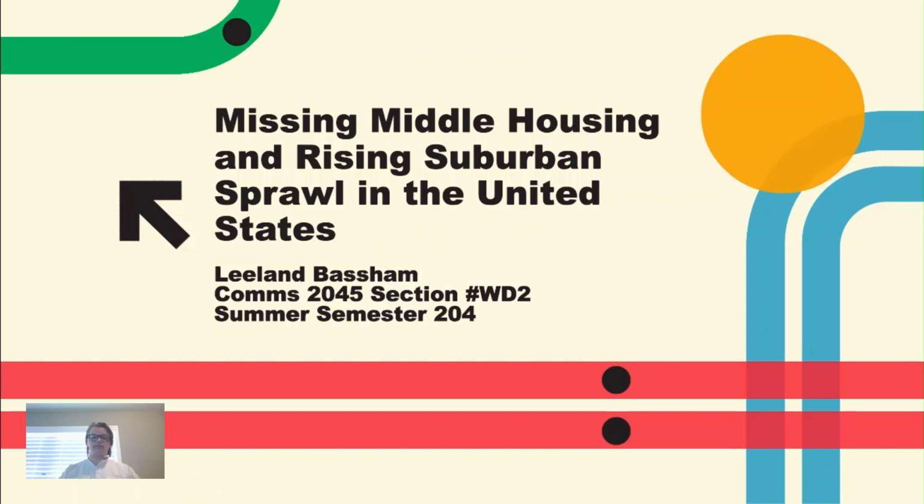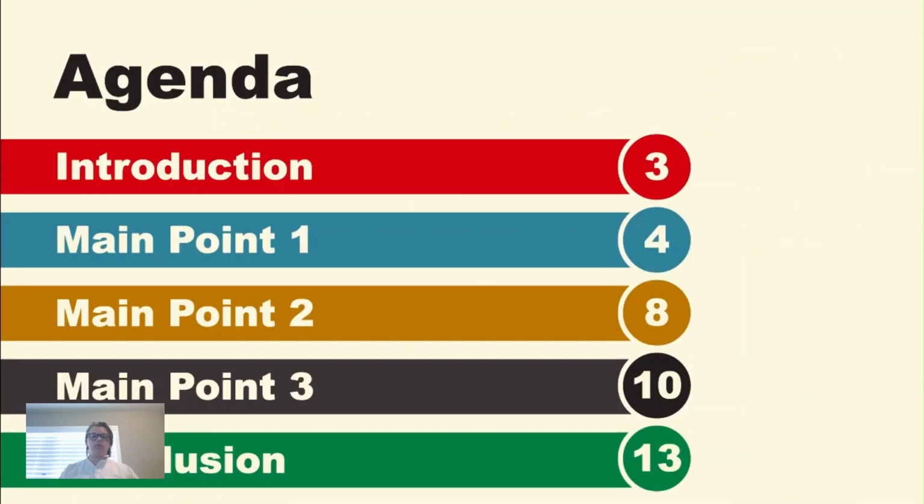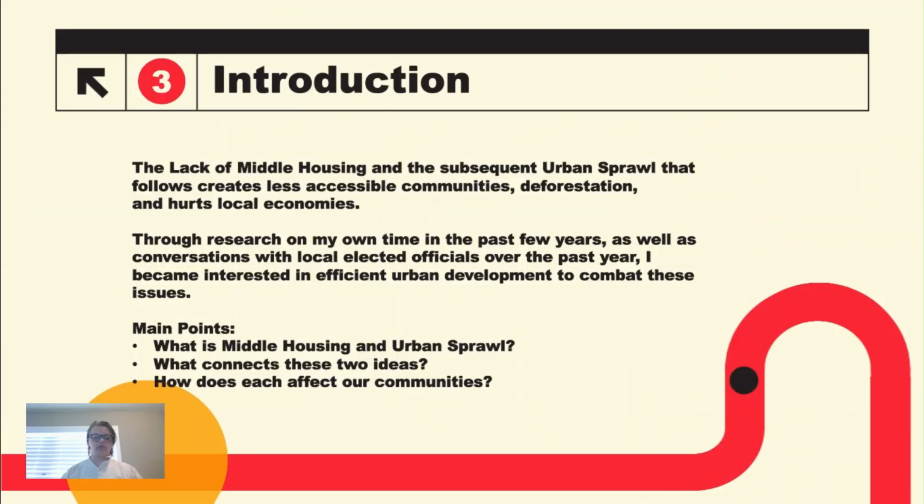United States. Here is the table of contents, and to start with an introduction. The lack of middle housing and subsequent urban sprawl in the United States creates less accessible communities, leads to deforestation, and hurts local economies. Through my research on my own time in the past few years, as well as conversations with local elected officials, I became interested in efficient urban development to combat these issues.